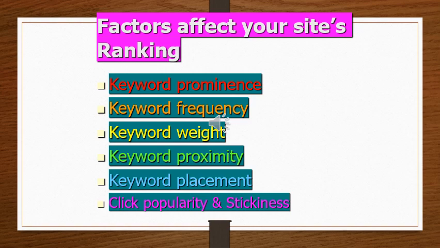The same thing applies to click popularity and thickness. We talked about click popularity before, which is the measure of the number of clicks received by each site on the search engine result page. And thickness is the measure of the amount of time a user spends at a particular site. It is calculated according to the time that elapses between each of the user's clicks on the search engine result page. So if you click on a particular page and you stay longer on it, then it is increasing its thickness.